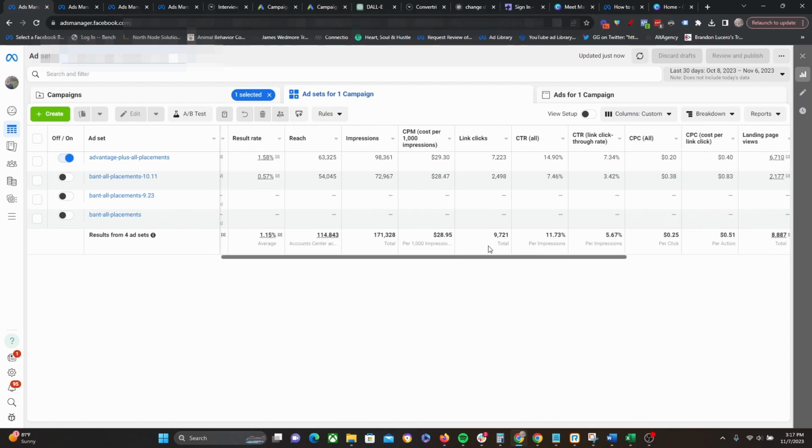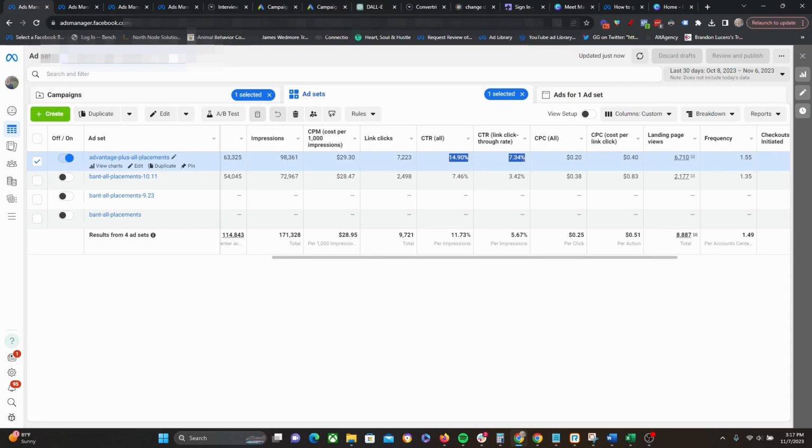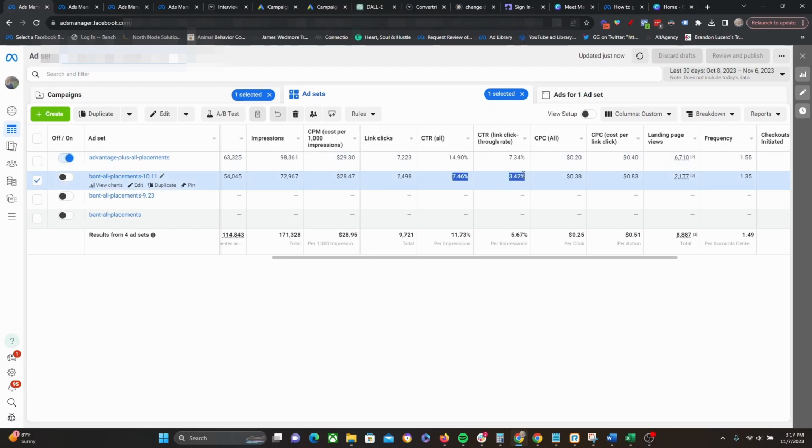Another interesting insight here is that the click-through rates changed drastically. You can see here with the Advantage Plus audience, both the CTR all and the CTR link are drastically higher. So this is 7.6 and 3.42 originally, so you can literally just double that and you get the new CTR all and CTR link numbers.